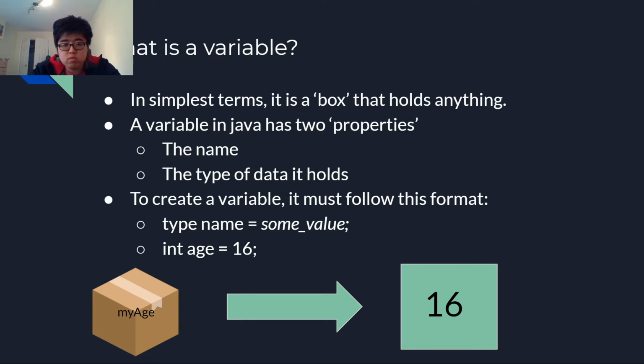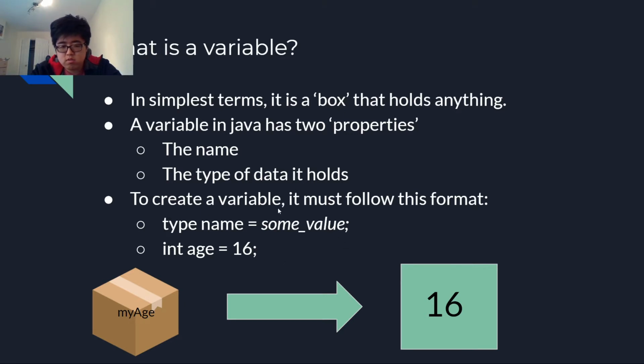To create a variable, it must follow the following format. So the type of the variable, and then the name you want to give it, and then you're going to set it equal to some value. For a specific example, I wanted to store my age, so I specified the type of data, which is an integer, and in Java you say int, and then you give it the name of age, and then you set that equal to 16. So that's a very simple example.